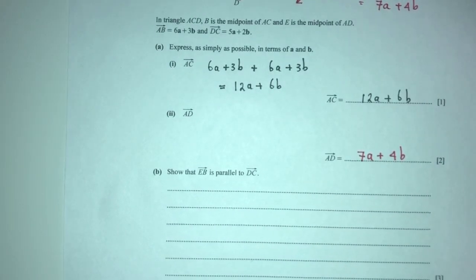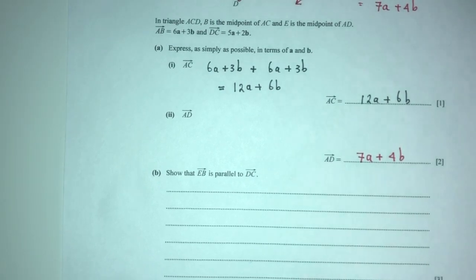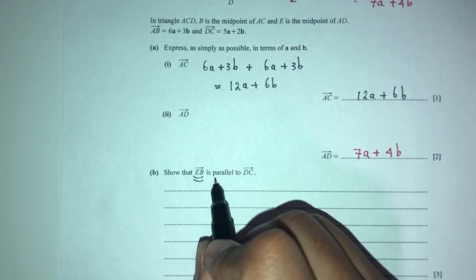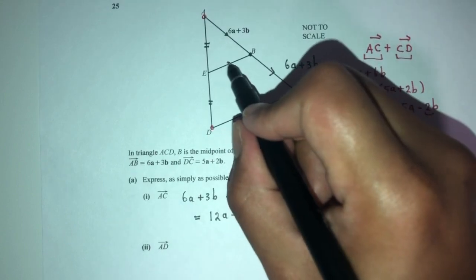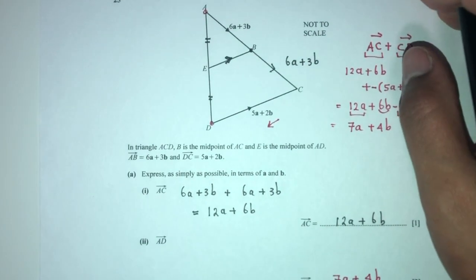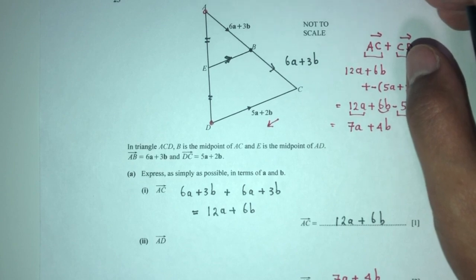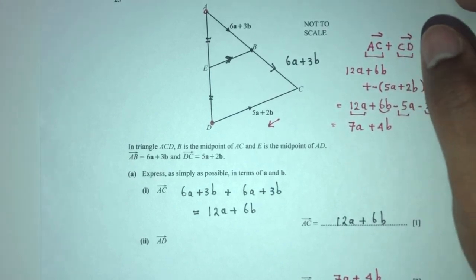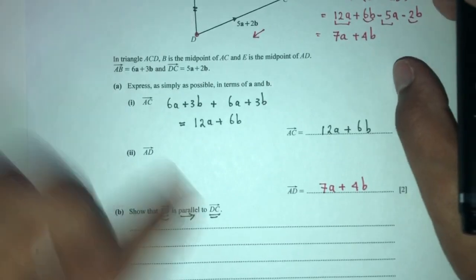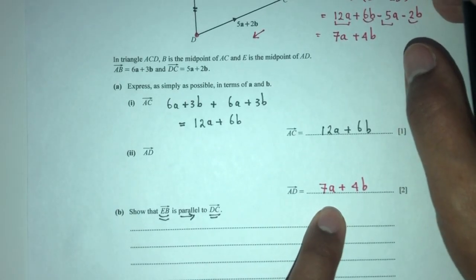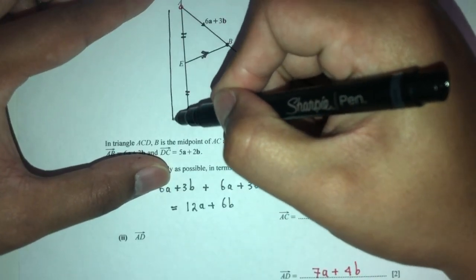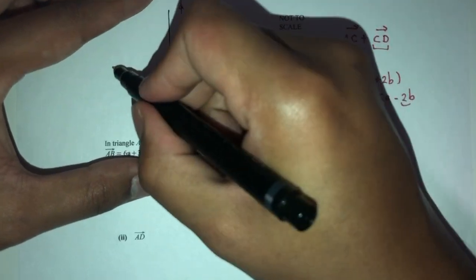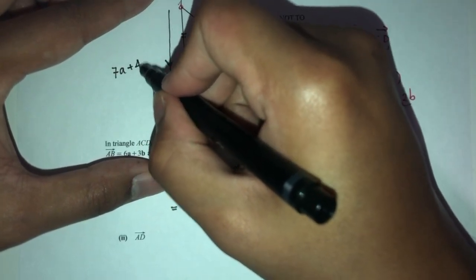Right. Now we have to show part 3, part B. We have to show that EB is in the same direction as DC. Now we have DC already, we have to find EB. So how can you find EB? Let's think. What can we use to find EB? Because we know that AD, A going to D, has been found to be 7A plus 4B.